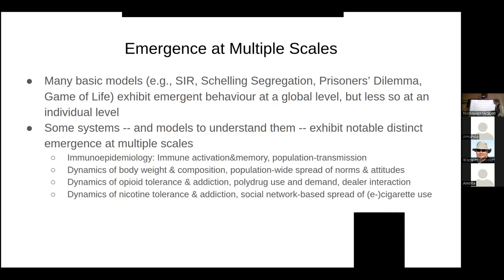Again, prisoner's dilemma, maybe could be argued about. Game of Life would be another one where it's really not much interesting emergence at an individual level. I'm not showing it here, but I provide you separately dynamics of body weight as it's affected by the surrounding environment, for example, or we have other models of body weight and composition. And you might link those to spread of norms and attitudes at an overall level, the level of the population. There's some dynamics at an individual level that's emergent, and some dynamics at the higher level that's emergent. So if you have, oh yeah, we'll look at an opioid model. Yeah, sure.